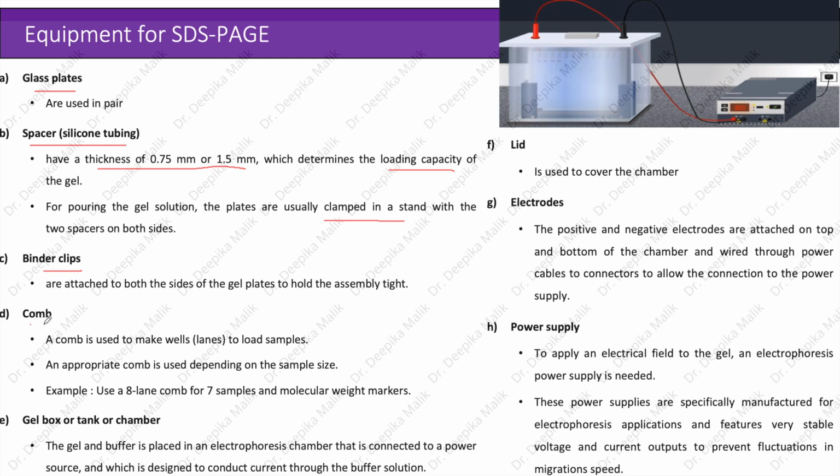A comb is used to make lanes to load samples. An appropriate comb is used depending on the sample size. For example, we use an 8-lane comb for 7 samples and molecular weight markers.